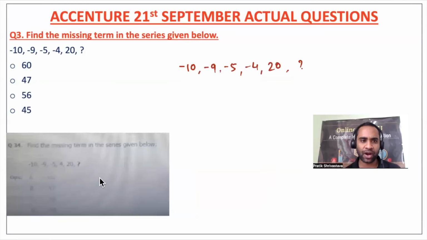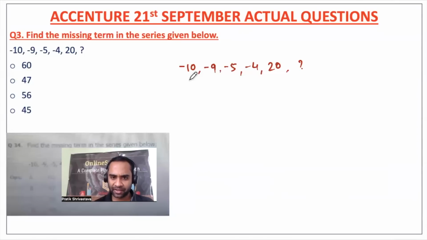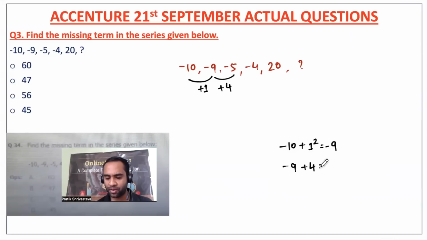Again, you need to understand what is basically happening. So friends, if we add plus 1, minus 10 plus 1 will be nothing but minus 9. Then from minus 9, if you want minus 5, you will have to add plus 4. So plus 4 is nothing but 2 square. And then minus 5, and then you are getting minus 4 here. So 1 square, 2 square.